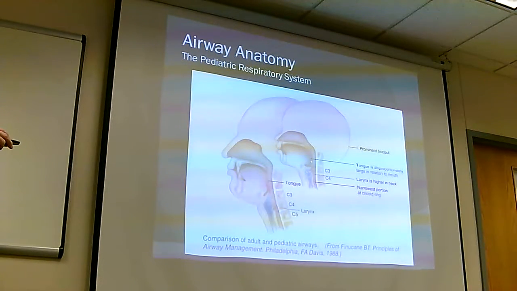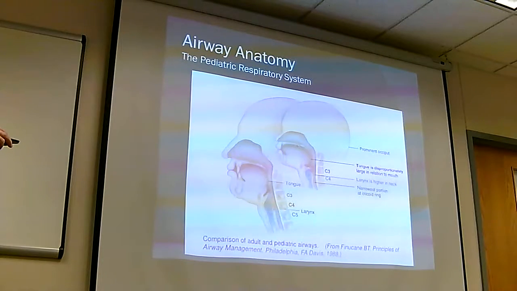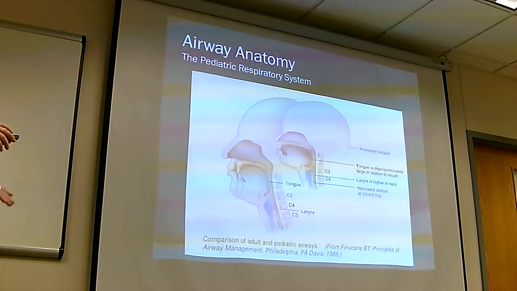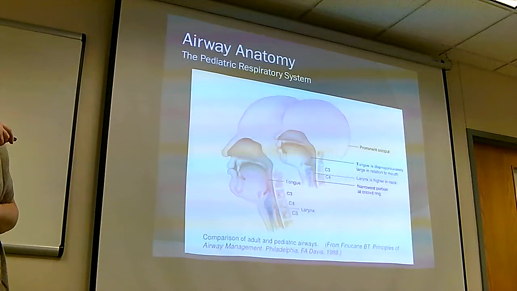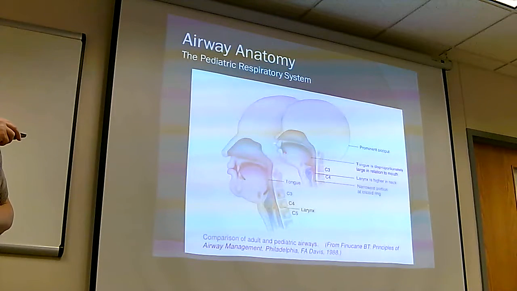Their tongue is larger, so their oropharynx is smaller. Less space to get your blade in and more tissue to push away to get a view of the airway. The teeth may or may not be developed in a child. They are under the gums though, so you can cause dental damage even if there are no teeth actually through the gums yet.